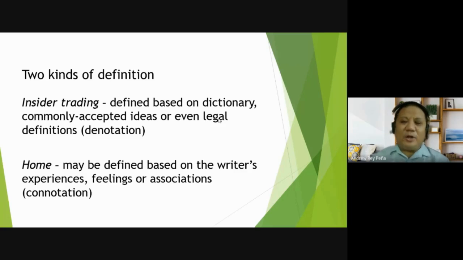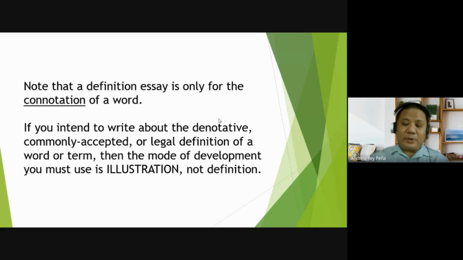That's mainly on denotation. All words have denotation, but not all words have connotation. And one of them, for example, is a home. Okay? You have a connotation. Connotation refers to the subjective feelings, ideas, or associations you have toward a particular concept as represented by a word. Okay? Note that a definition essay is only for the connotation of a word.